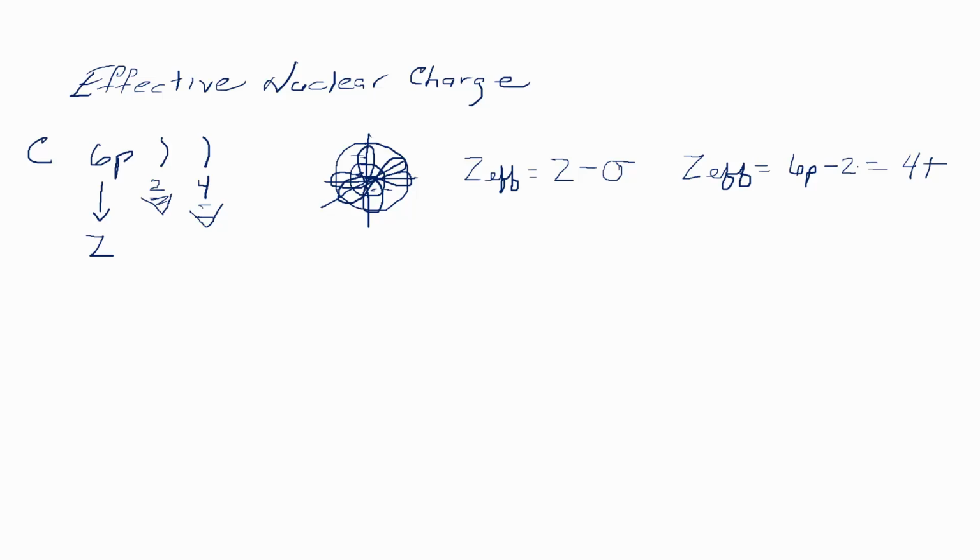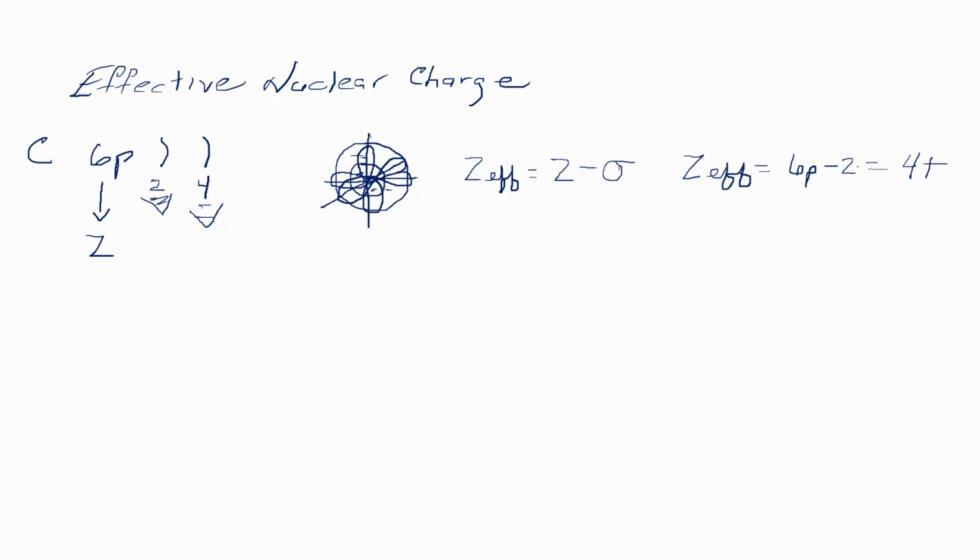It will allow us to predict trends on the periodic table. Now, the one thing we're not talking about here is that Z effective is also dependent upon the distance from the nucleus to the outer shell, and that's not going to be part of this calculation, but it needs to be part of your determination of Z effective, that the further the electron is from the nucleus, the less influence the nucleus has on those electrons.